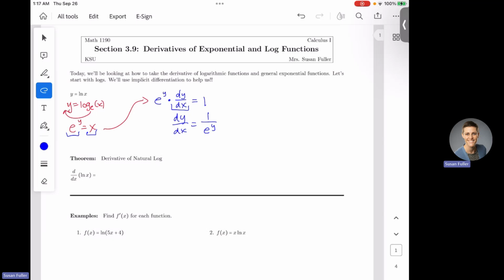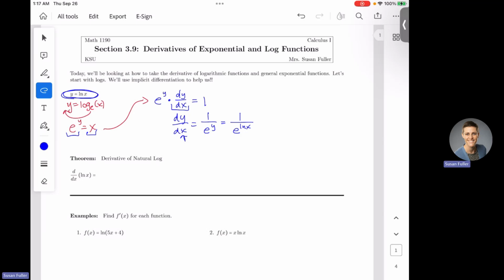But again, dy dx says that my variable should be x. I would really love to be able to write this with x's in it instead of y's. But hang on. I know what y is. Y is ln x. So I can go ahead and plug that in. And I've got 1 over e to the y is ln x.